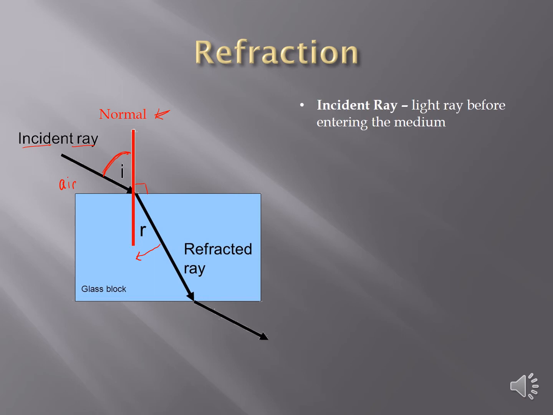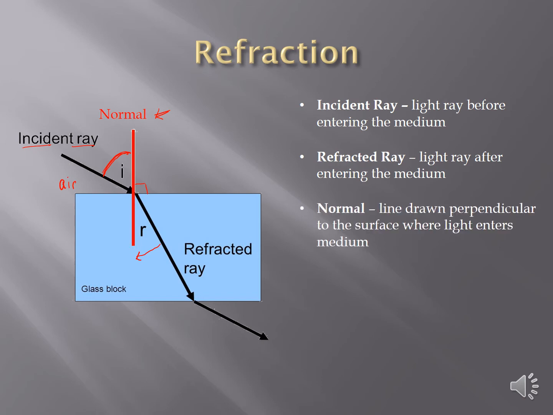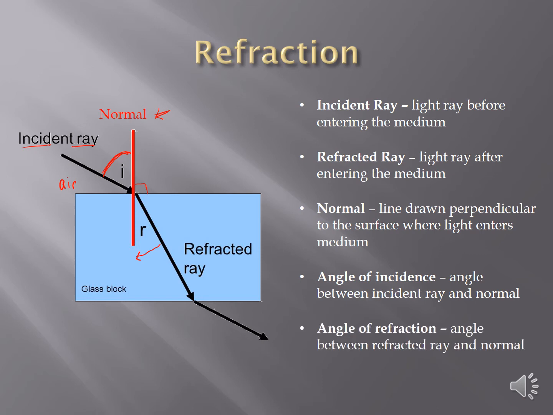Just the terminology: the incident ray is the light ray before it enters the medium. The refracted ray is the light ray after it enters the medium. The normal is a line drawn perpendicular to the surface where light enters the medium, and we use it for measuring. The angle of incidence is I, and it's the angle between the incident ray and the normal. And the angle of refraction is the angle between the refracted ray and the normal, that's R.